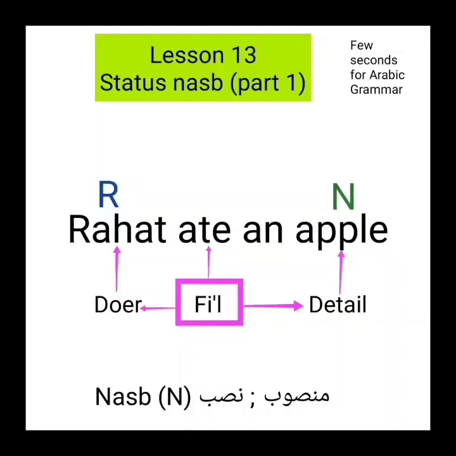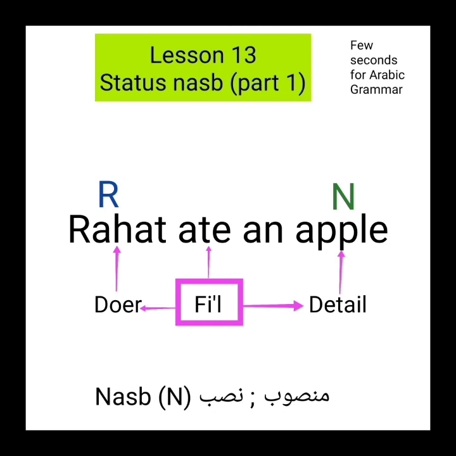Bismillahirrahmanirrahim. In order to give status to an ism, first of all we see what is the fail in the sentence. For example, Rahat ate an apple. In this sentence, fail is ate. Then we find out the isms in the sentence. In this sentence, there are two isms, Rahat and apple. Now with the help of fail, we will give status to these two isms.